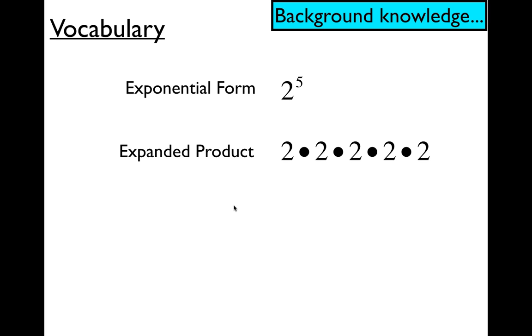So now, just a quick rundown of vocabulary. Exponential form looks like that when you have your base and your exponent in one form. Expanded products is when you write all the numbers out with your base and your exponent in mind. And then evaluate means you're going to multiply all of the numbers out.